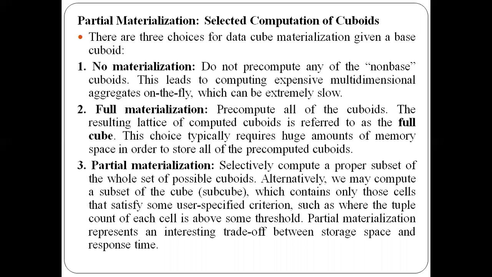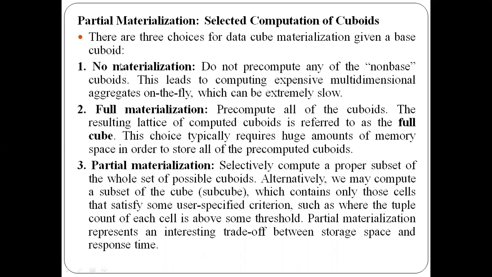In this case, the cube is called a full cube because all the cuboids are pre-computed. Ultimately, what is the disadvantage of this? If you pre-compute all of the cuboids, it is going to consume a lot of storage space. That is the disadvantage. The third and best option is partial materialization. In partial materialization, we pre-compute only a subset of cuboids that are required by the user, only the part of the cuboids which are required in the near future. That is the third option, partial materialization.